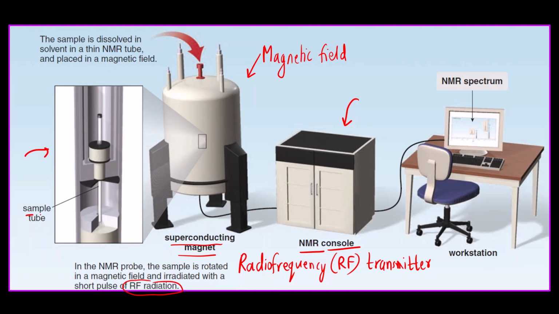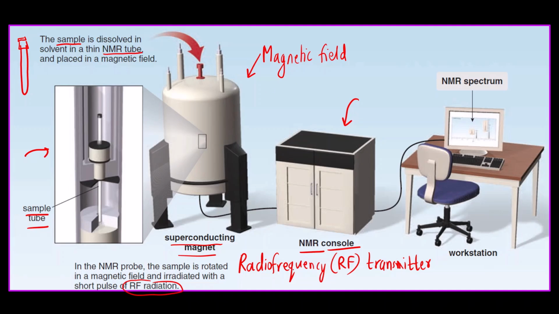There is a sample holder, where we place the sample tube. First, we dissolve the sample in a solvent in a thin NMR tube. There is one NMR tube that is used for preparing the sample. We'll see in a minute how the sample is prepared and how everything takes place.